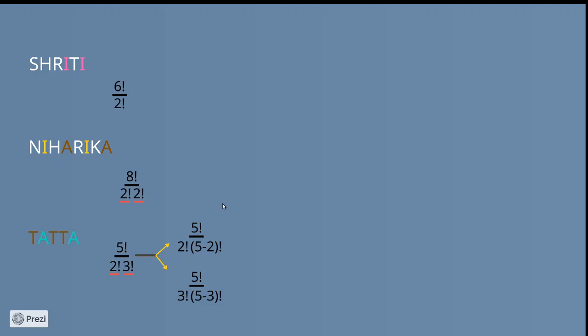If you look carefully, you will see that this is in the form of n factorial divided by n minus r factorial into r factorial. And what is that? nCr. So this is basically our combination formula. I can write this as 5C2 and the below one as 5C3.